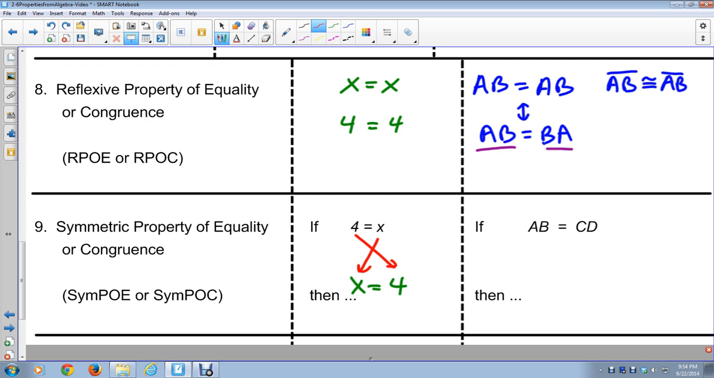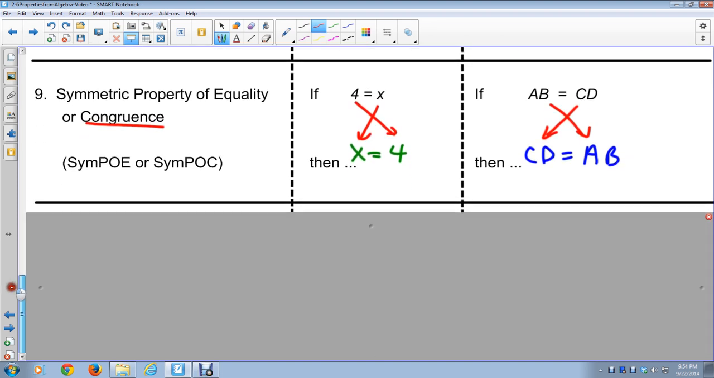It's common sense, right? Therefore, in geometry, if I have an equation like AB is equal to CD, but I want it to read CD is equal to AB, I can do that because my symmetric property of equality tells me that I can switch the two parts. Pretty simple, right? We can write it with congruent symbols. I'm not going to worry about that right now, but that's the only difference when we're talking congruence.